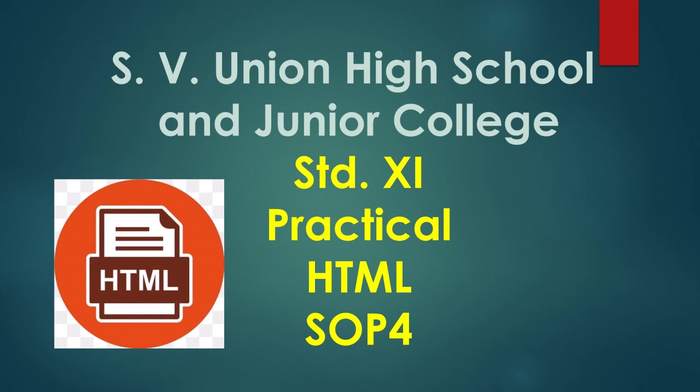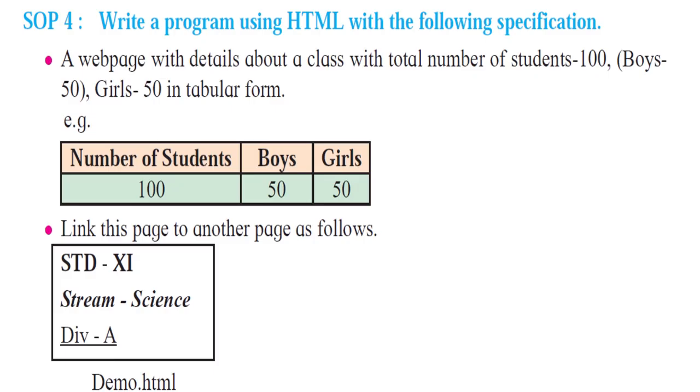Today we are going to see the Standard 11 practical from HTML, and this practical is SOP 4, that is Skill Oriented Practical number 4. Let's begin the screen of the practical. The slip contains: write a program using HTML with the following specifications. There are two web pages in this assignment. Both the web pages should be linked with each other. The first web page name they have not mentioned, so we will give class.html, and the second web page name they have mentioned as demo.html.